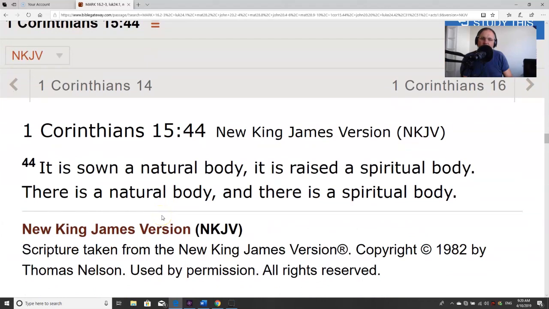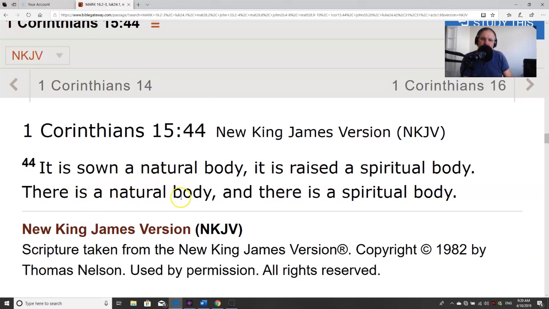Then in 1 Corinthians 15:44 we read, at death it is sown a natural body. Now I'll put in at death because that's what this is relative to. It is sown a natural body, but it is raised a spiritual body. This is what happens at death. Now we'll go further into this as the resurrection of the dead study continues.